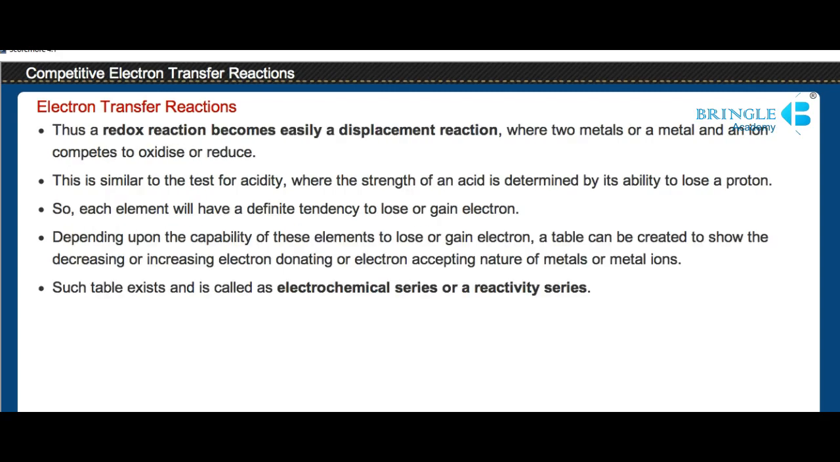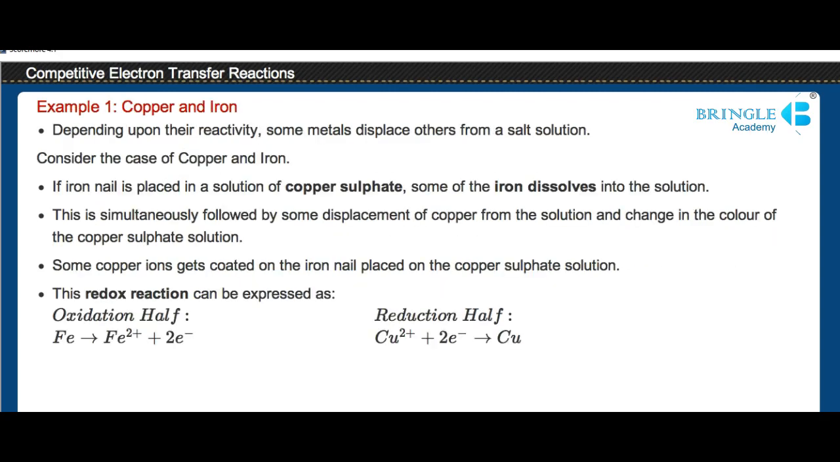Thus, in a redox reaction, two metals or metal ions compete to oxidize or get reduced. This can very well be formulated in the form of a table showing their reactivity and can be called a reactivity series. A series called the electrochemical series has similar groups of metal ions arranged with respect to their reactivity. Some metals displace others from their salt solutions.